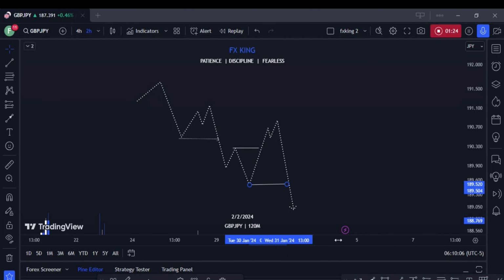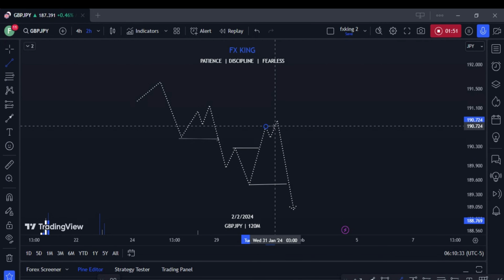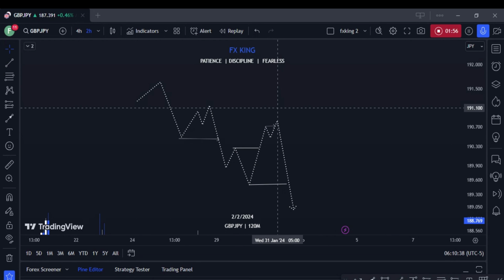Now, looking back at this, we can see there's an extreme POI here. Before this POI pushed prices to the downside, it took out liquidity. It swept this high. You can see there was a sweep of this high here. In this case, this POI is at the extreme, so this POI becomes a high probability POI.